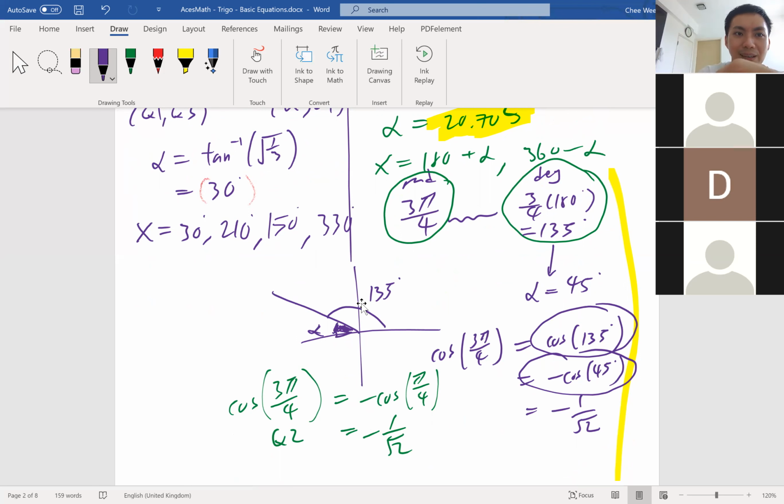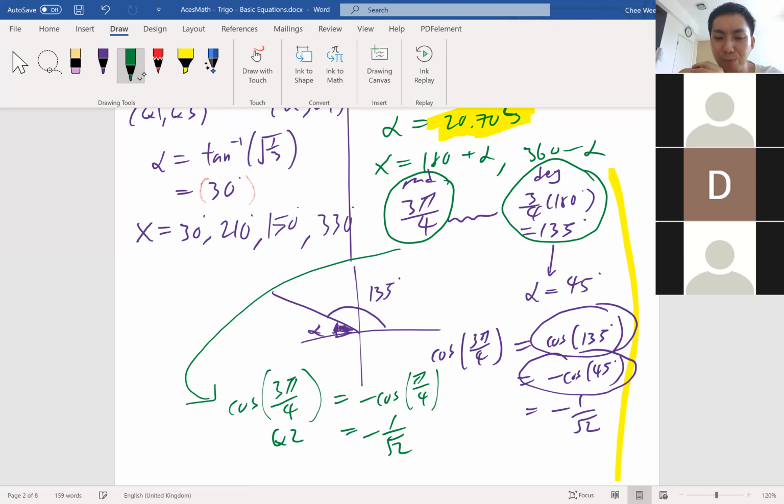So if you are quick in future, you don't even need to go through this step really. From 135, you are supposed to recognize that 135 is the Q2 variant of 45 degrees, and cosine is negative in Q2, then go straight to negative 1 over square root 2. The working in purple, I still bother to convert it into degrees for you all, because I know that radian is not natural to anybody. But in future, you are supposed to be able to come to this level also.